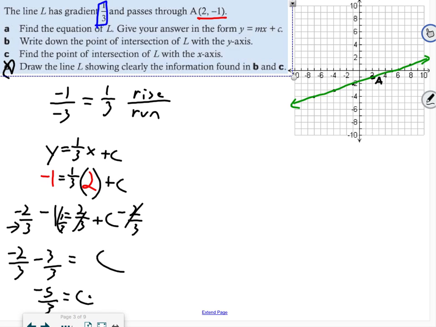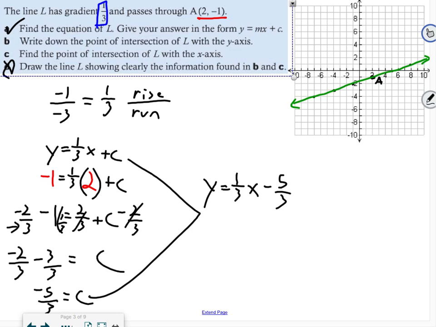So now taking these two pieces, I get y equals 1/3 x minus 5/3. Okay. B, write down the point of intersection of L with the y-axis. So luckily, I know my y-intercept is right here, so that's where it crosses at negative 5/3. Okay. So my part B is negative 5/3.